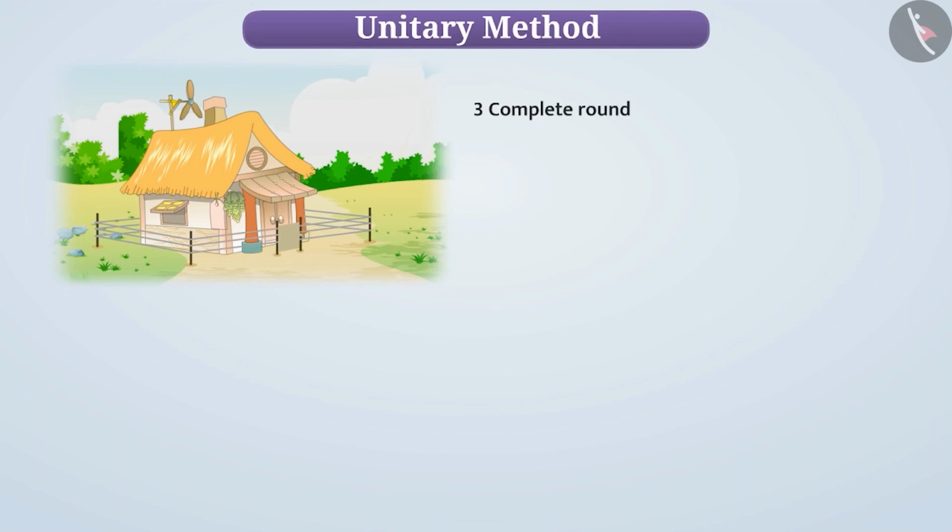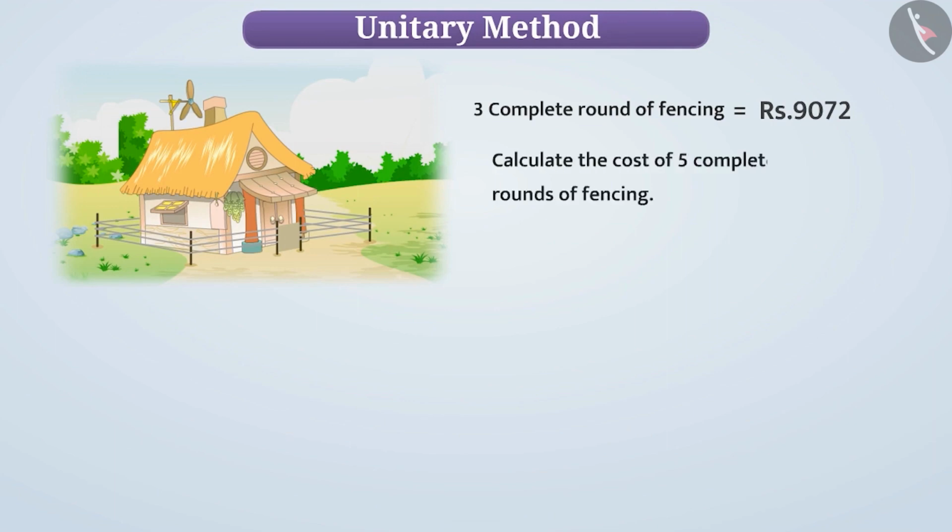Raju has fenced his house with 3 full rounds of fencing. It cost him rupees 9,072. If he wants to build a fence with 5 rounds, how much is it going to cost him? Can it be calculated? Think for a while.